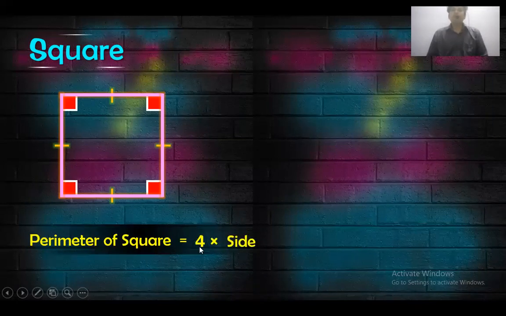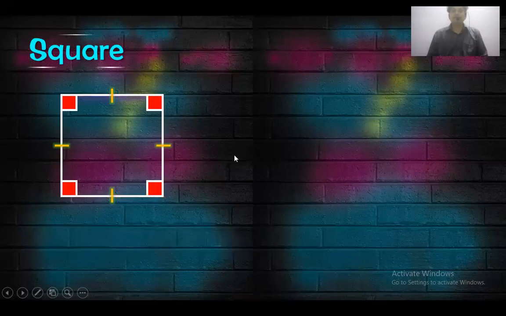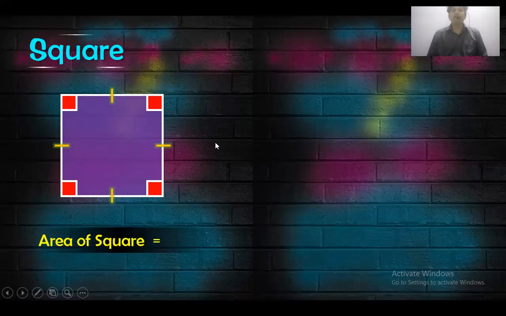So the perimeter of a square is not just the sum of all sides. We will use a different formula, which is 4 into side. And then again, the area means the space occupied, this colored region. Here the area of a square is nothing but side multiplied by side. Okay, that means it will be side square.